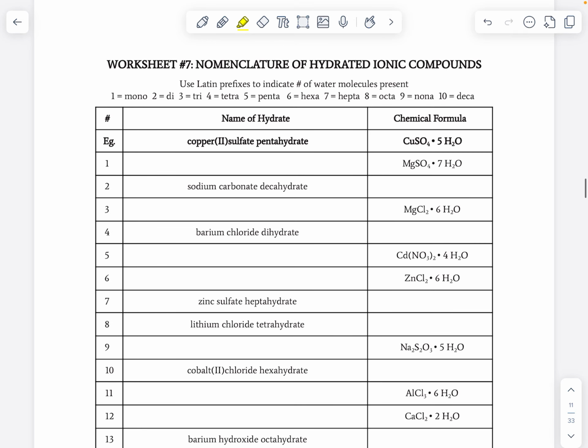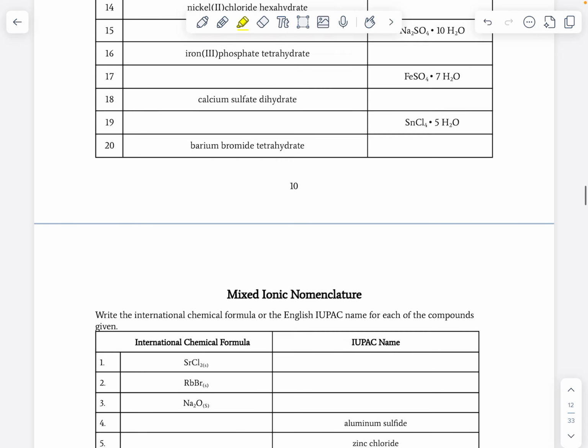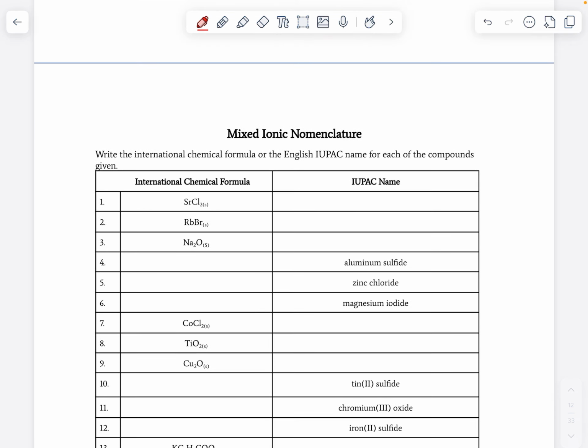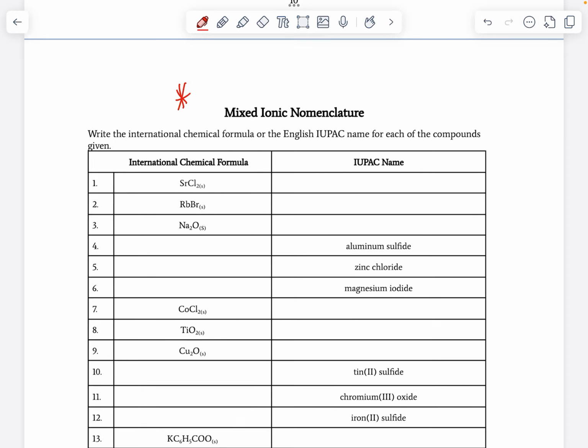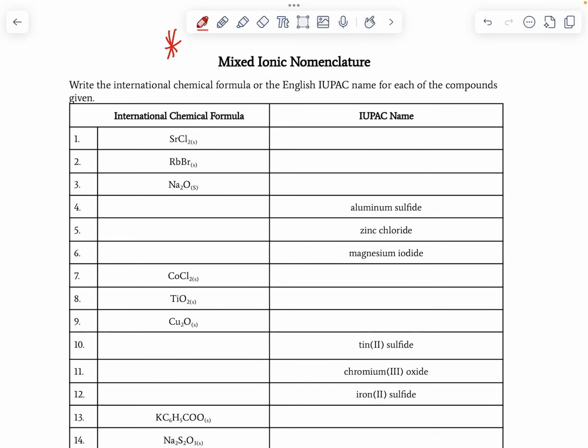The third example is on those hydrates. So these are new. So make sure you try this page. We name the first part just regularly, and then you add the prefixes for how many waters you have, and then hydrate. And I would say number 11 is the most important one to try because it's mixed. So it has all the different types, and so it's a little bit harder if they're all mixed than just doing one type of ionic compound.